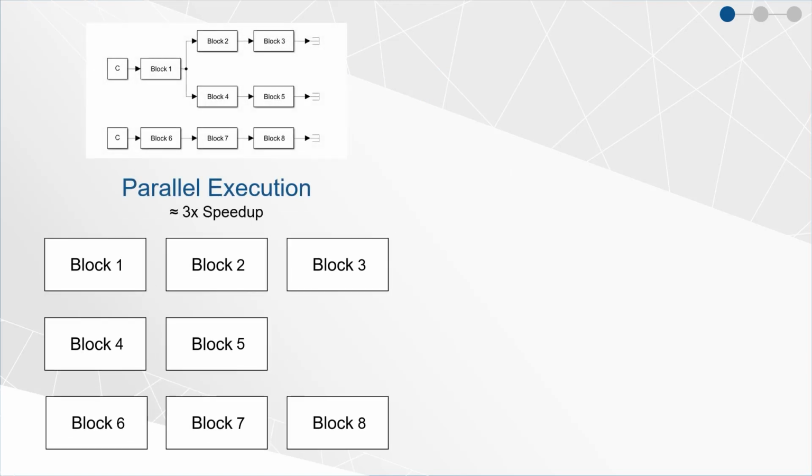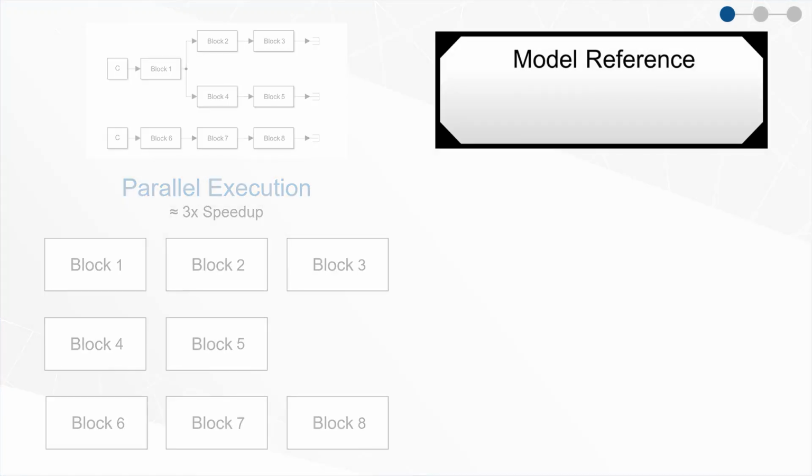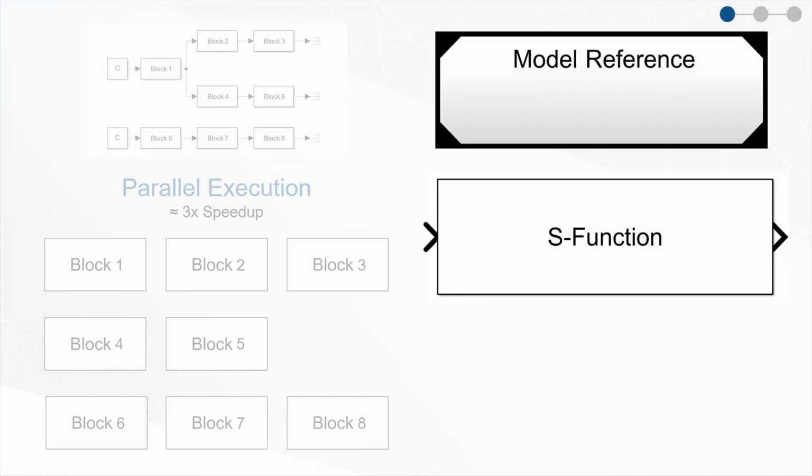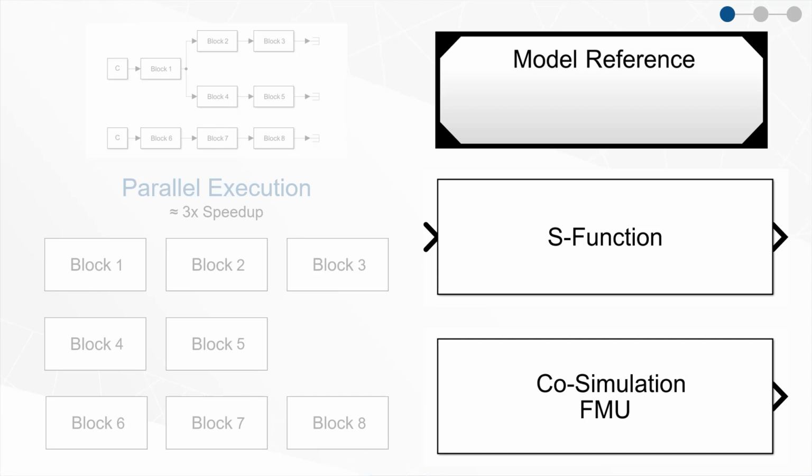So if your design contains model references in accelerator mode, S-functions, or co-simulation FMU blocks, then Simulink automatically runs the model on multiple threads as long as there's a performance improvement. This is great if you're working on a large system with many components from different people or teams.